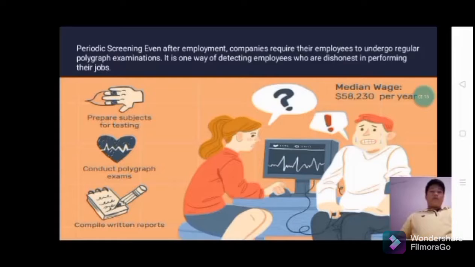Periodic screening. Even after employment, companies require their employees to undergo regular polygraph examination. It is one way of detecting employees who are dishonest in performing their duties or their jobs. This test is conducted to check the presence of employees as well as to determine their honesty and loyalty to the company. This also checks if the employee has already engaged in any wrongdoing in the company. So it is very important.